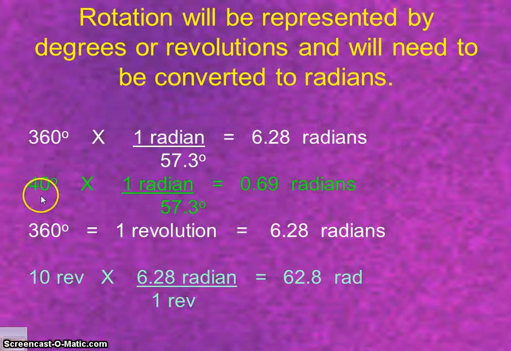Well, what about some other things? What if it wasn't 360 degrees? What if it was less, 40 degrees? You're going to use the same ratio. You want to get rid of degrees, so 57.3 degrees goes on the bottom. So 40 divided by 57.3 is 0.69. You want to end up with radians, so that goes on top, and you get 0.69 radians.